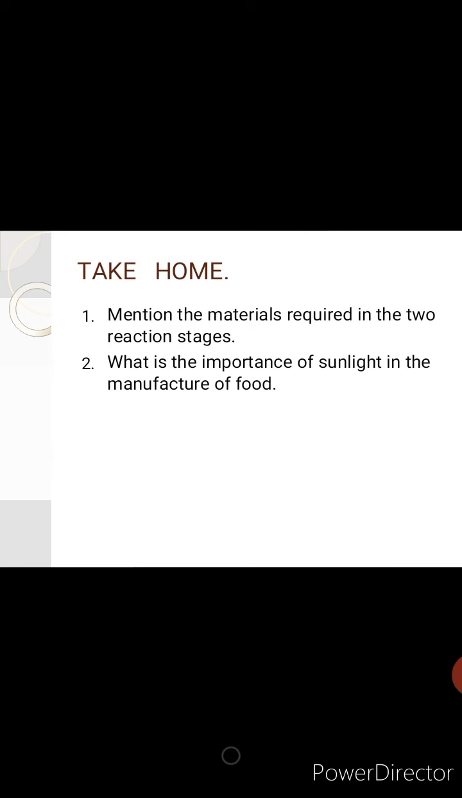Now, here's the take home for you. Mention the materials required in the two reaction stages and what is the importance of sunlight in the manufacture of food.